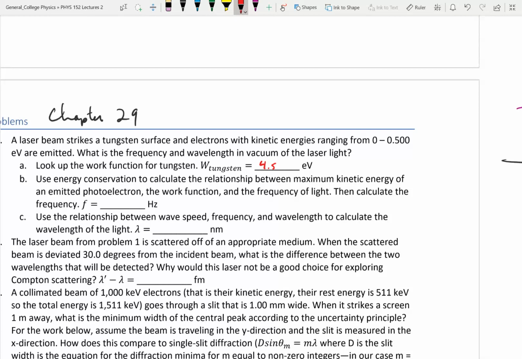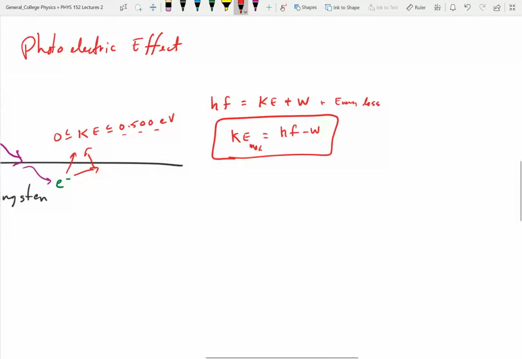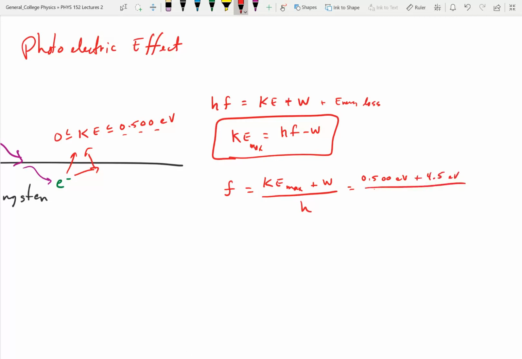Now use energy conservation to calculate the relationship between maximum kinetic energy of an emitted photoelectron, the work function, and the frequency of light, then calculate the frequency. Well, I already found that, so now I just need to take this equation and actually solve for F. So take the above version. F is equal to the kinetic energy max plus the work function divided by Planck's constant. So kinetic energy max was 0.500 electron volts plus the work function of 4.5 electron volts all over 6.626 times 10 to the minus 34 joules times seconds.